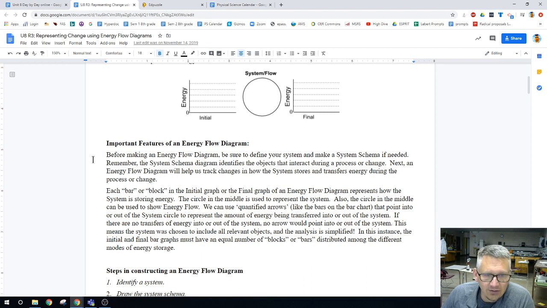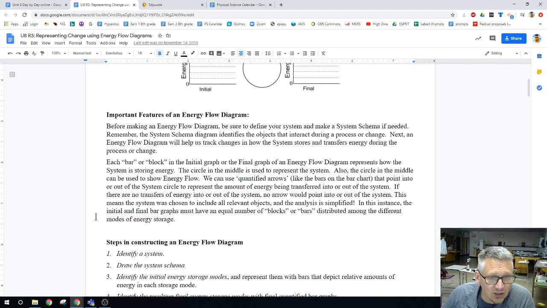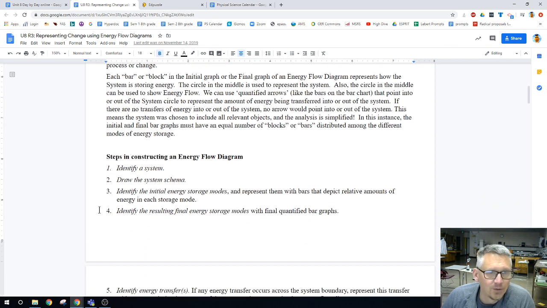If there are no transfers of energy into or out of the system, no arrow would point into or out of the system. This means that the system was chosen to include all relevant objects, and the analysis is simplified. In this instance, the initial and final bar graphs must have an equal number of blocks or bars distributed among the different modes of energy storage.